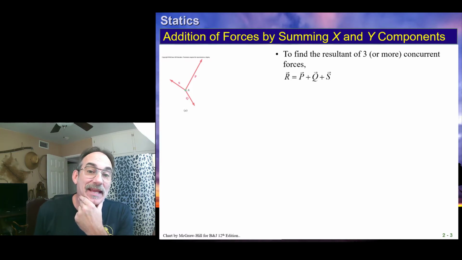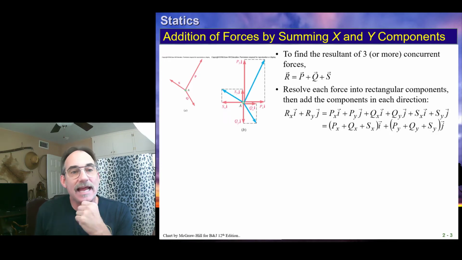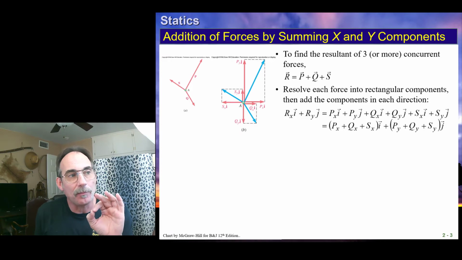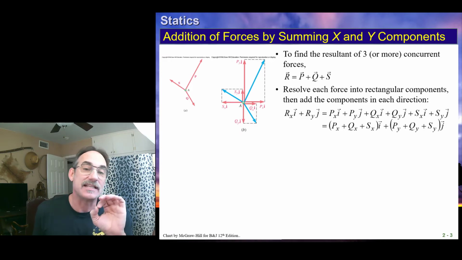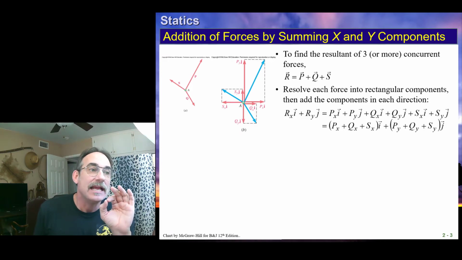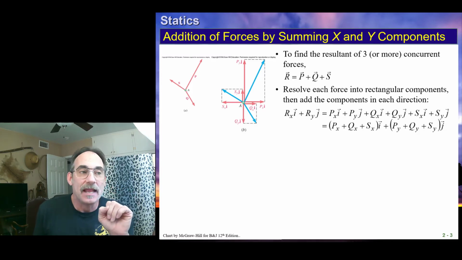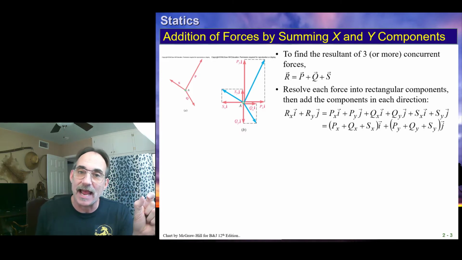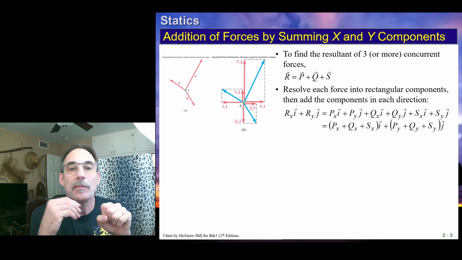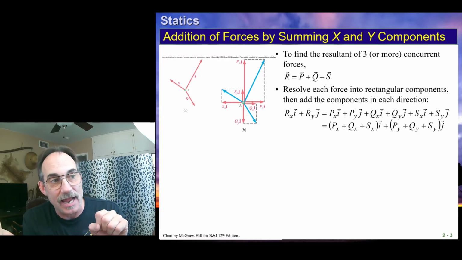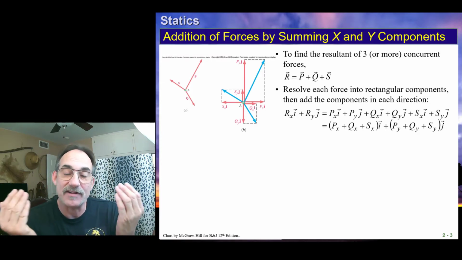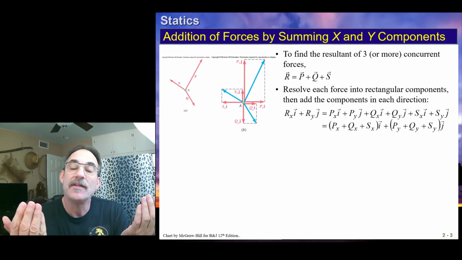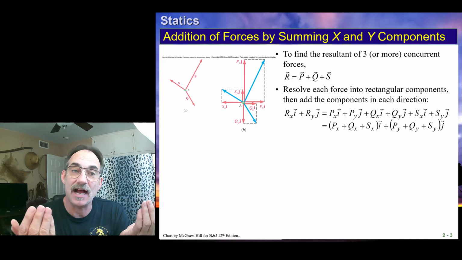So R is going to be P plus Q plus S, which means the x component of R times i plus the y component of R in the j direction is going to be equal to the following. Each of these, we take the P vector, the x component times i plus the y component times j. The next vector, we have an i and a j component. The next vector, we have an i and a j component.